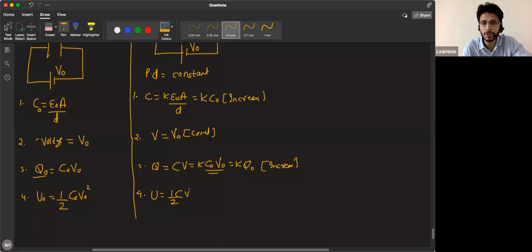Energy is half CV square. How much is C if I compare with the initial case? C is K C naught. How much is V? V is V naught. So instead of C, you can write K C naught, instead of V, you can write V naught. Half K C naught V naught square. What is half C naught V naught square? That's U naught. So this is K multiplied by that entire term, that is K U naught.